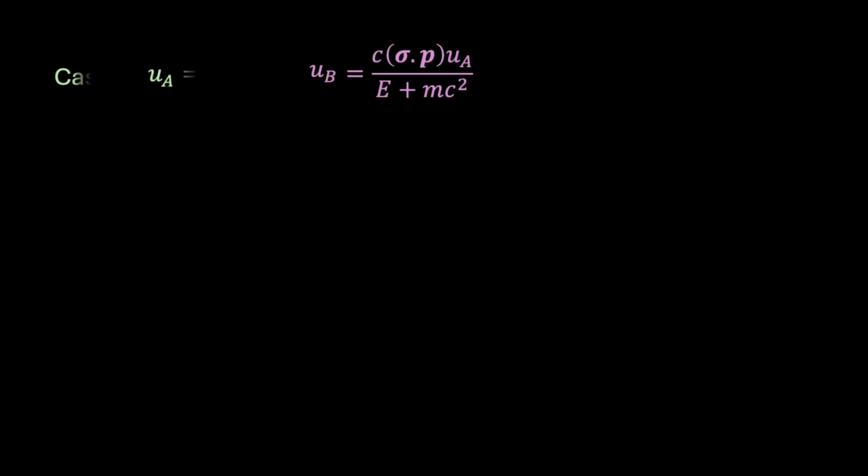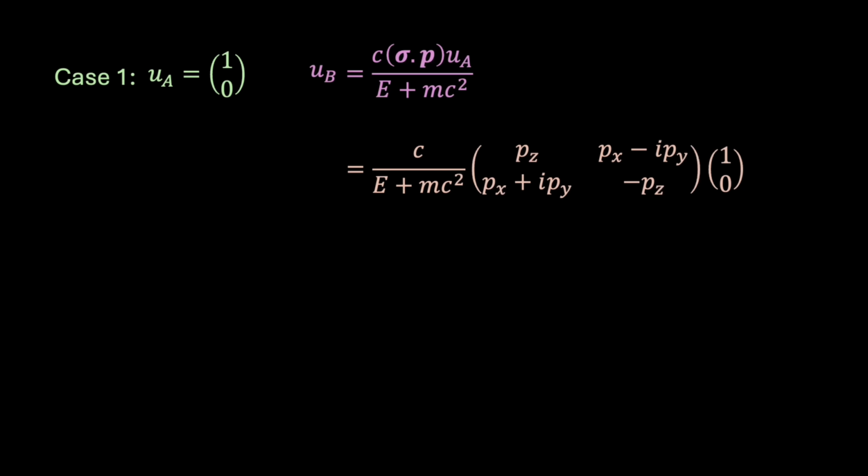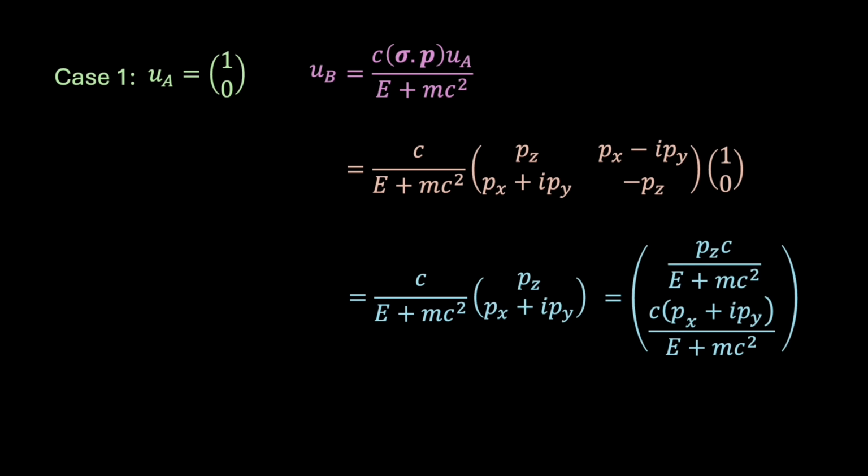If we consider the first case with u_A equals (1, 0), and sub this into our expression for u_B, whilst at the same time writing sigma dot p in component form, we find the following expression. If we then perform the matrix multiplication and simplify, we find the following result for u_B.